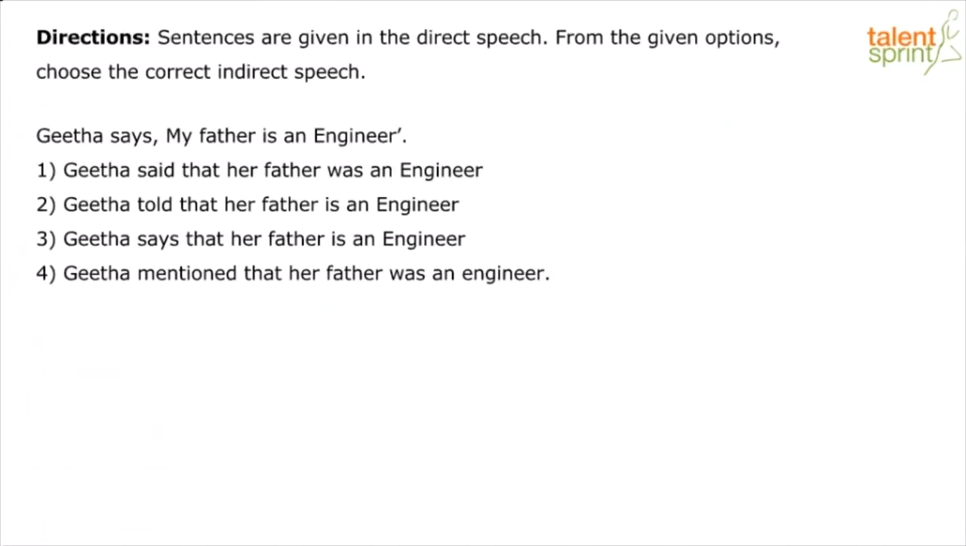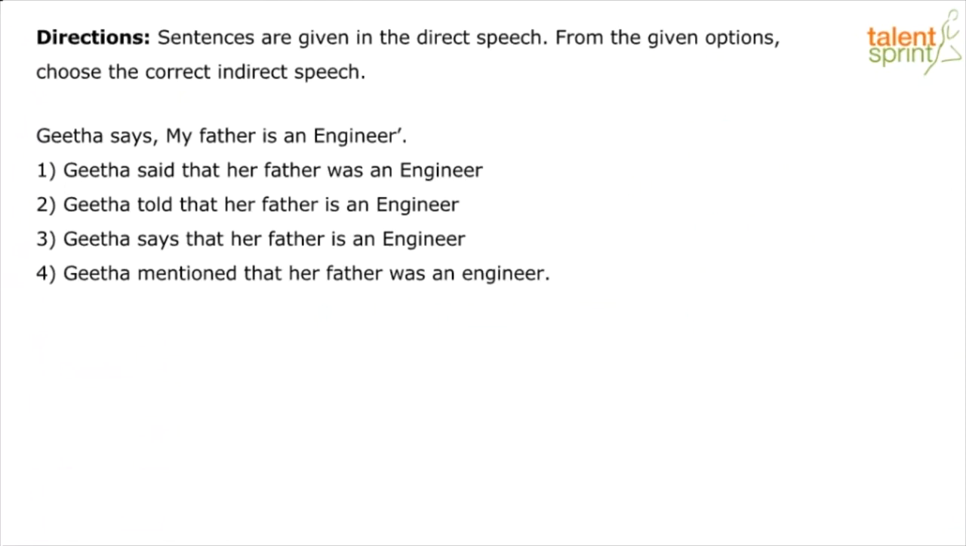Geeta says, "My father is an engineer." From this question, what's the rule that comes to your mind pertaining to direct indirect speech? Can anyone quickly point out? What's the option that says it as it is? Is it 2 or 3? It's option 3: Geeta says that her father is an engineer. You don't have to change anything and you can just put it as it is.